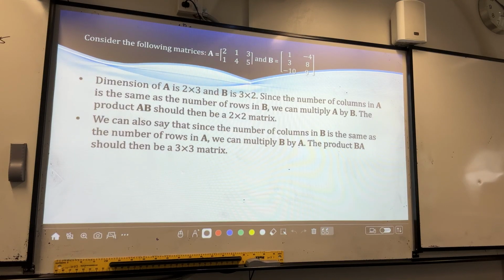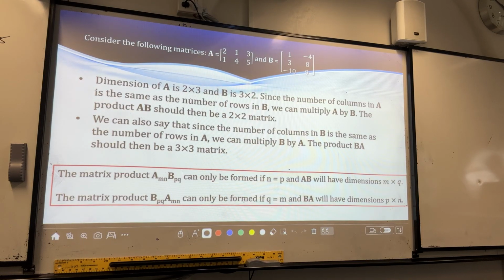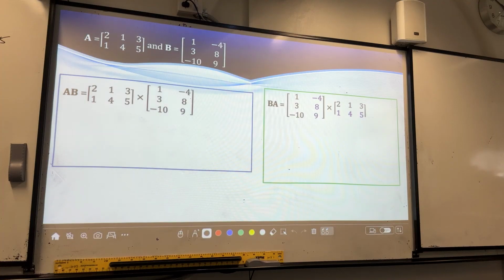Now, can we do BA as well? B times A. Of course we can, because B is a 3 times 2, A is a 2 times 3. The number of columns in B is the same as the number of rows in A. And therefore, we can multiply B by A. The product BA should then be a 3 by 3 matrix. So these are all the theory. I'm not going to go through that because I've stated it just now. Let's go and look at the practical situation now.